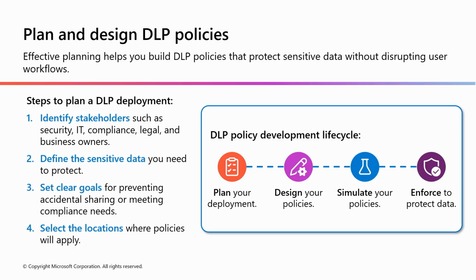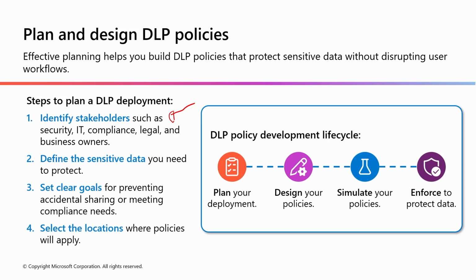So we need to first start with an easy identification plan. The 4 steps are first to start the planning phase with an identification. Who's actually important in this conversation? Security, IT, compliance, legal, all of these people need to be involved in the conversation of what we are blocking and how we're going to block it.